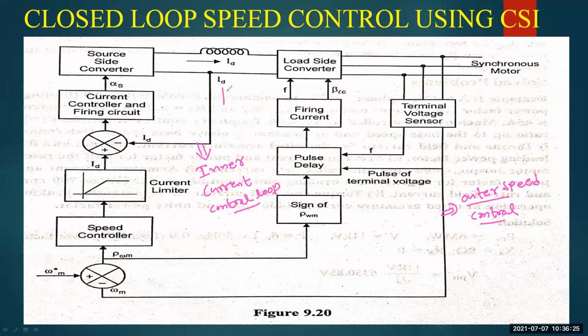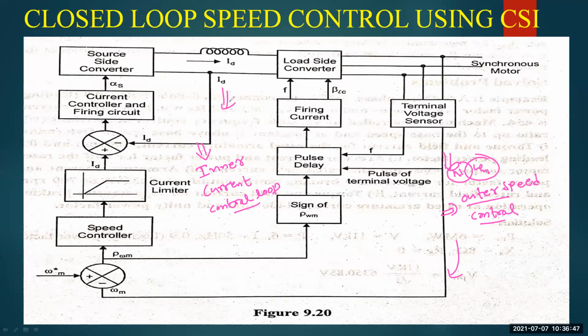This is called the inner current control loop. So this is called speed. We are getting the actual speed from the synchronous motor, so that's why this is called the outer speed control loop, and this is called the inner current control loop, with a limiter, with a current control limiter.